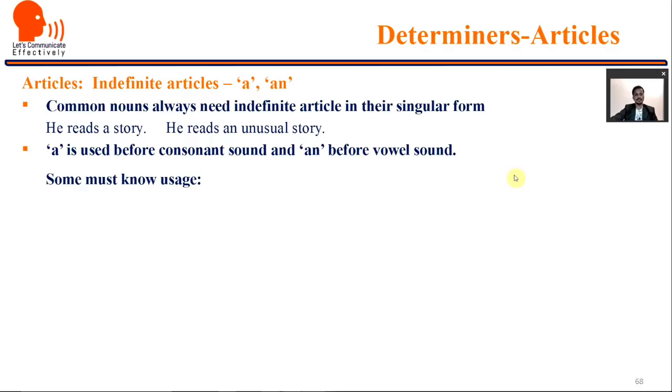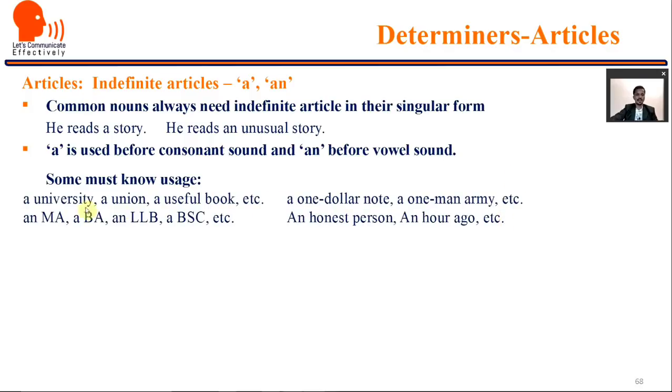There are some must-know facts, must-know uses. Let us see now. Look at these uses of a and an as indefinite articles. A university, a union, a useful book, etc. A $1 note, a one-man army. Here, an MA, a BA, an LLB, a BSc, an honest person, an hour ago. Now how? When we are using these indefinite articles, we have to pay attention to the sound of the noun or the next word.